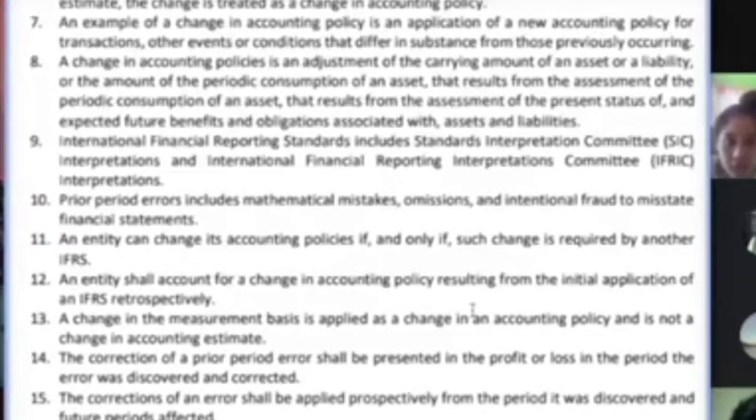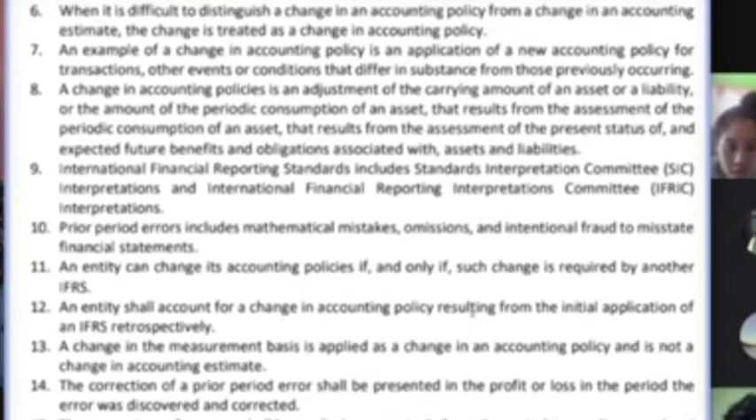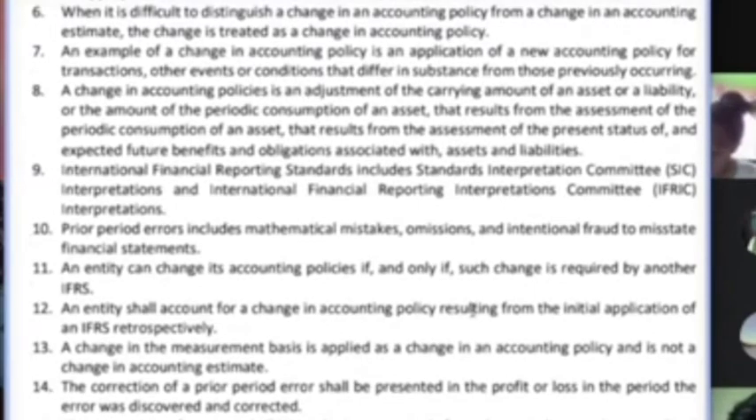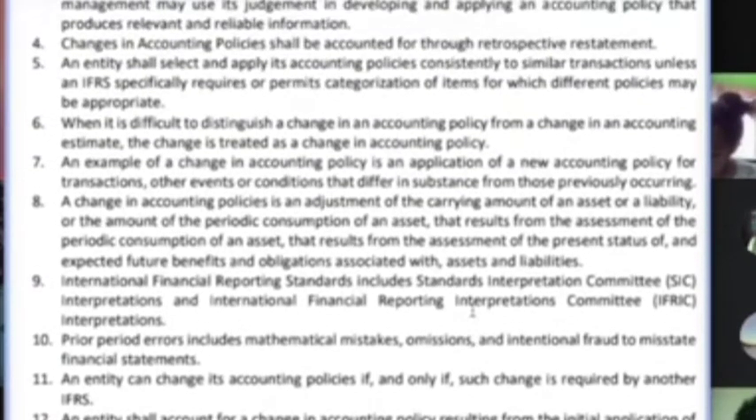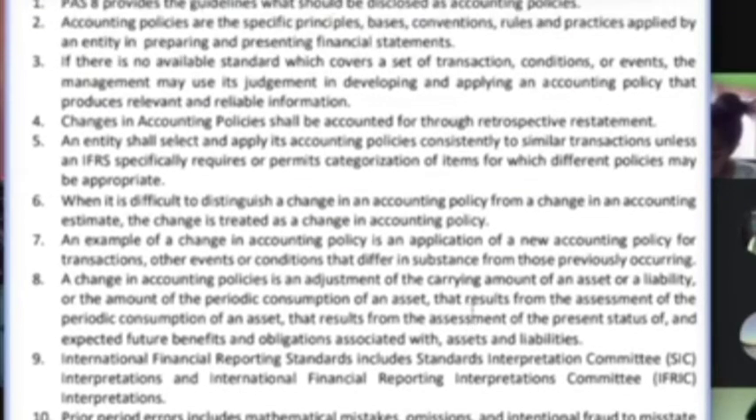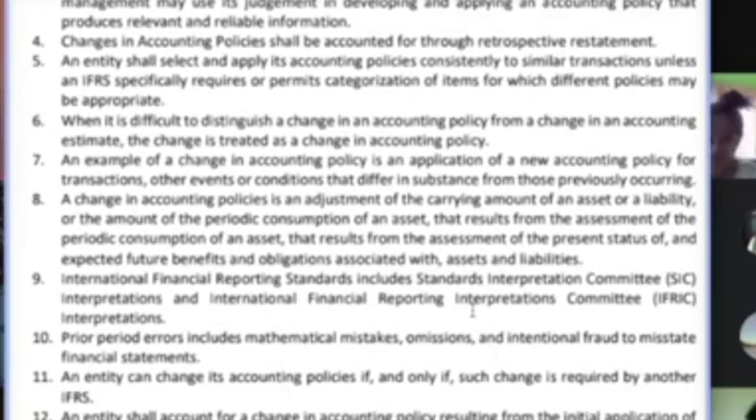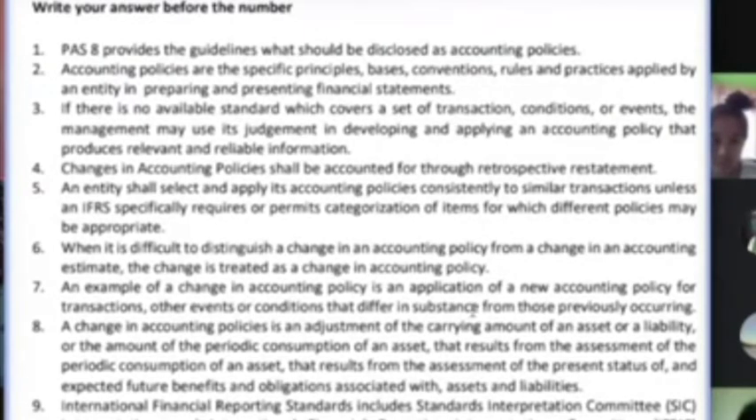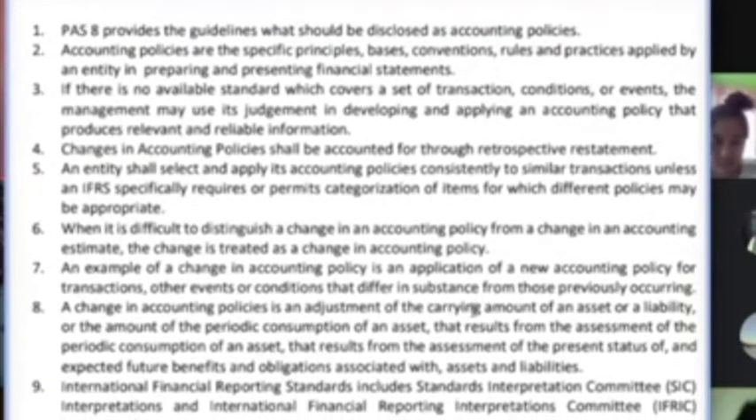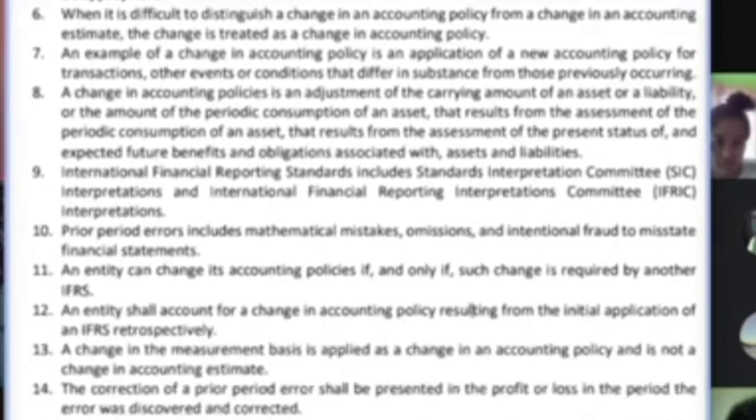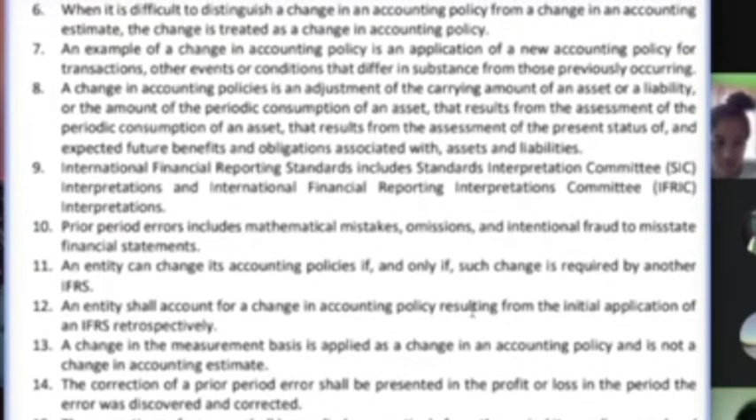A change in the measurement basis is applied as a change in an accounting policy and is not a change in accounting estimate. The answer is true. As provided by IAS 8 in the changes of accounting estimate, a change in measurement basis is a change in the values reported on the financial statements. So in other words, it is a change in how the financial statements are presented and prepared. Thus, it is a change in accounting policy, and this falls squarely in the definition of a change in accounting policy. So number 13 is true.